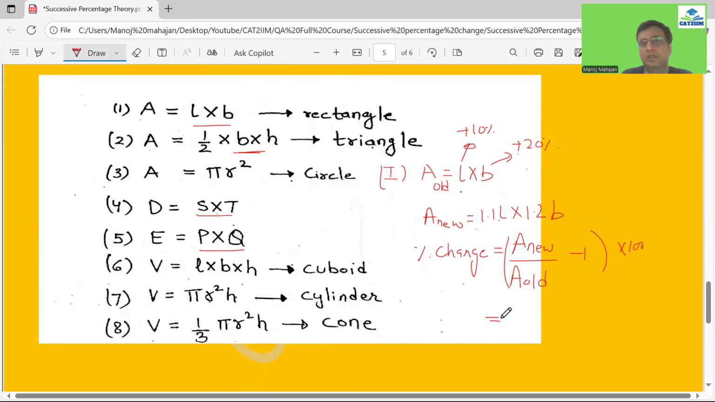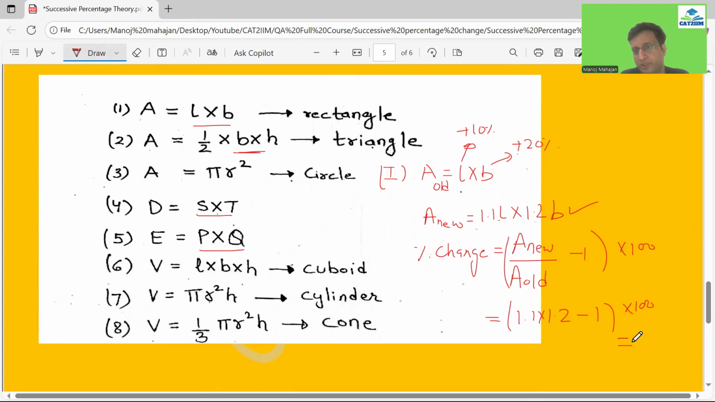So what do I get if I use area new as 1.1L into 1.2B and area old as length into breadth? What is finally left is 1.1 into 1.2, that's the multiplying factor left, minus 1, into 100. So this is going to give me 32%. This is the basic approach we have done.